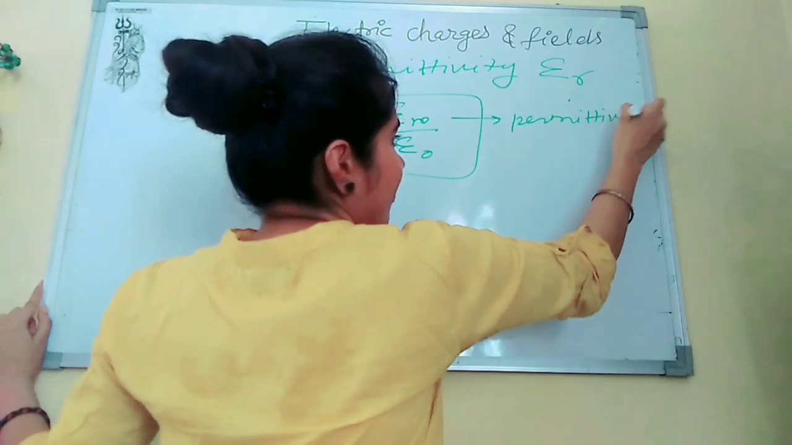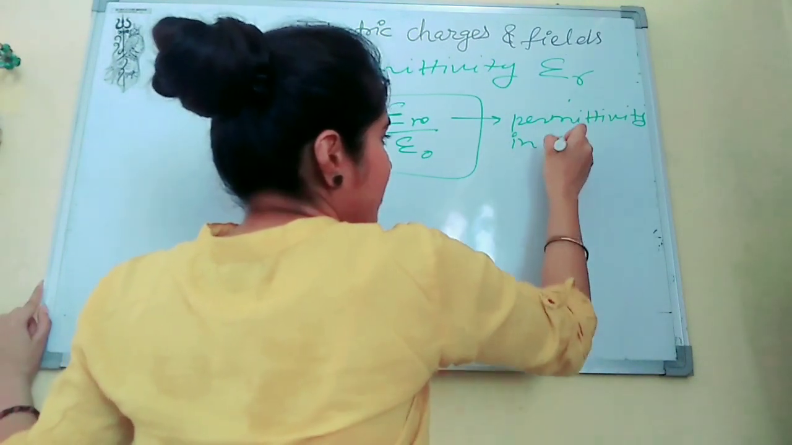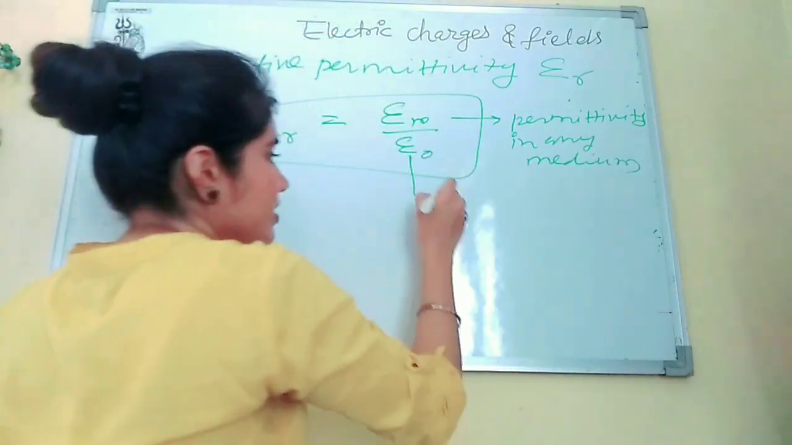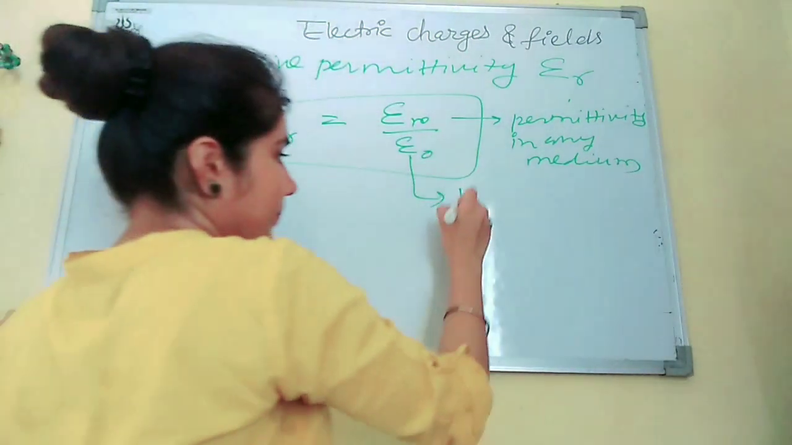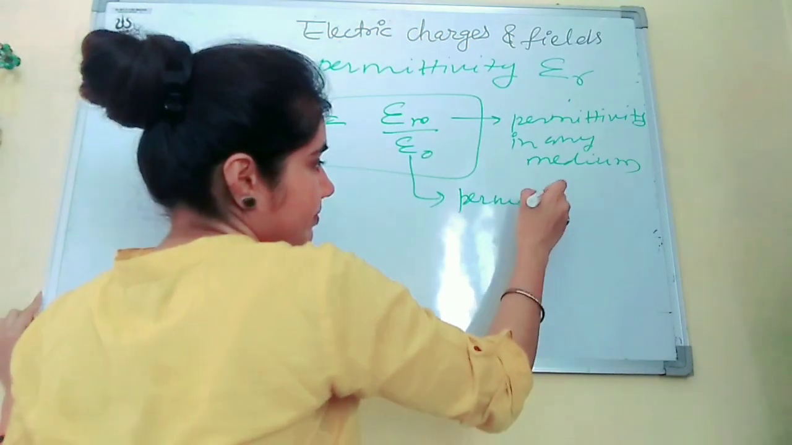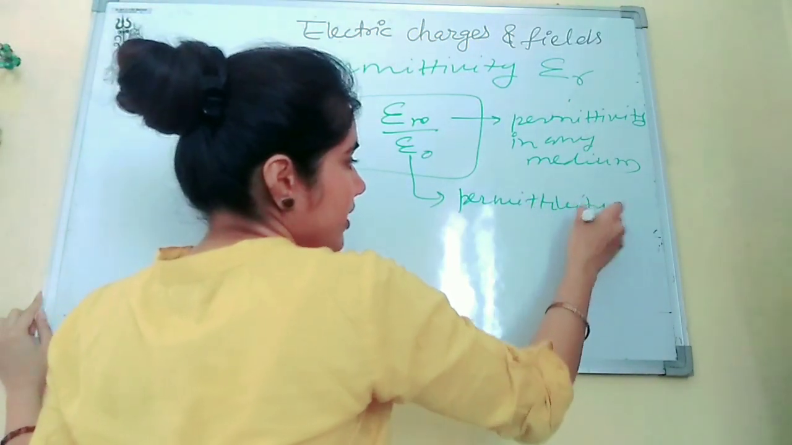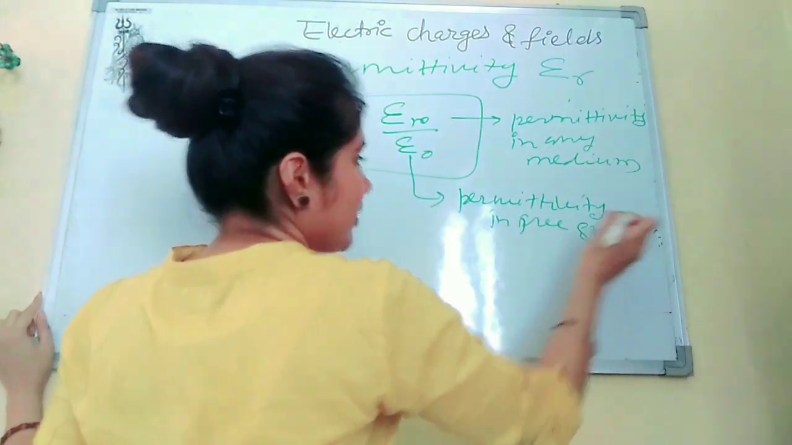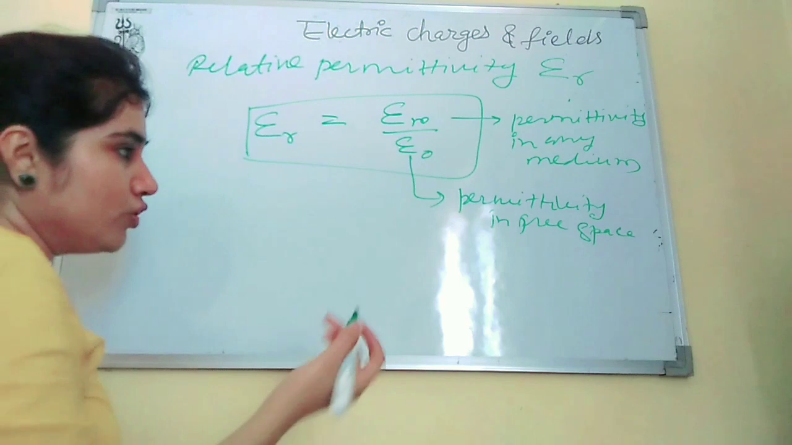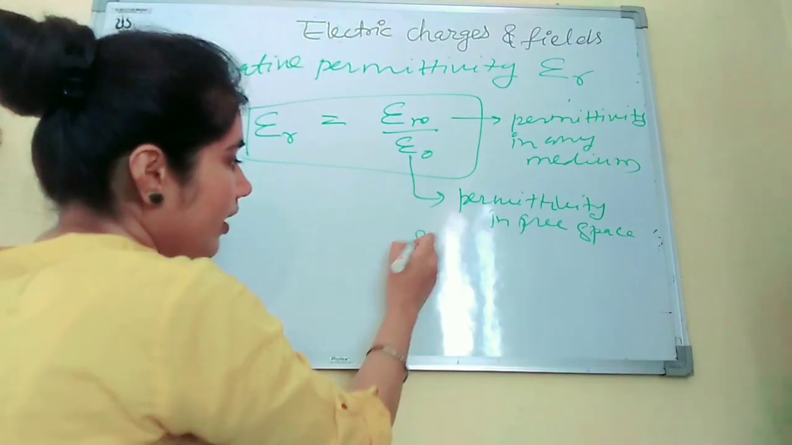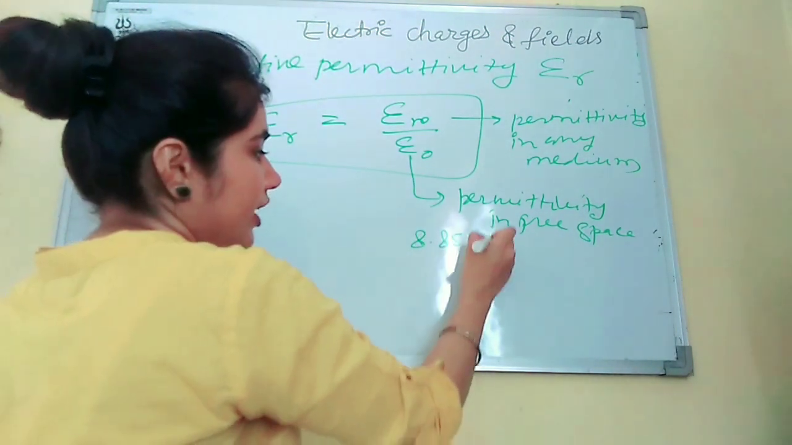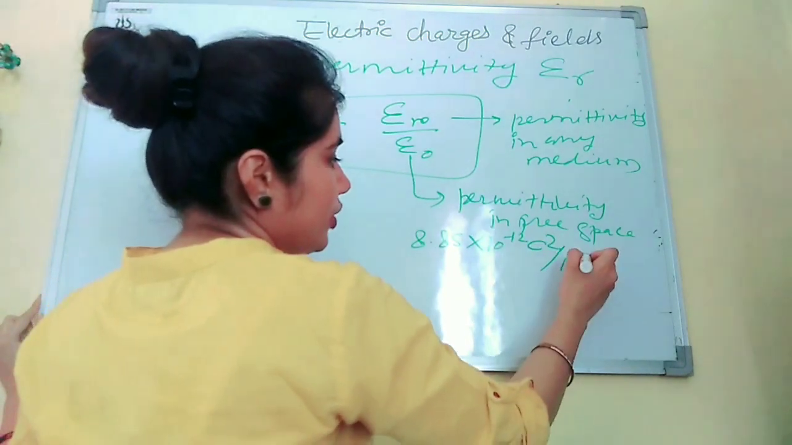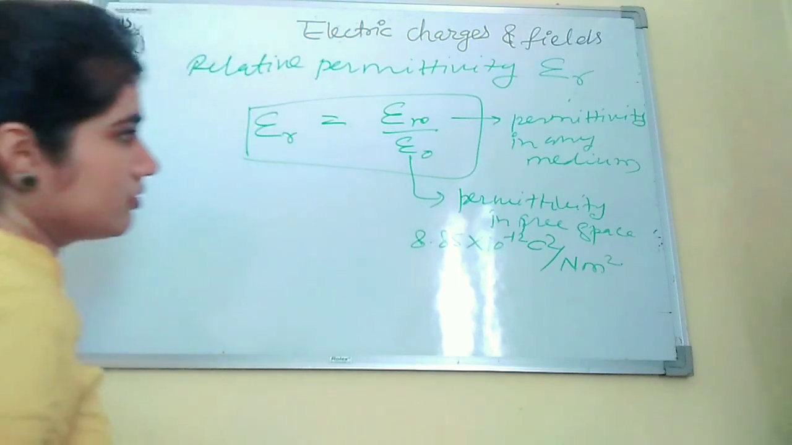and this epsilon naught is the permittivity in free space, which has a constant value which we know, that is 8.85 into 10 to the power minus 12 Coulomb square upon Newton meter square.